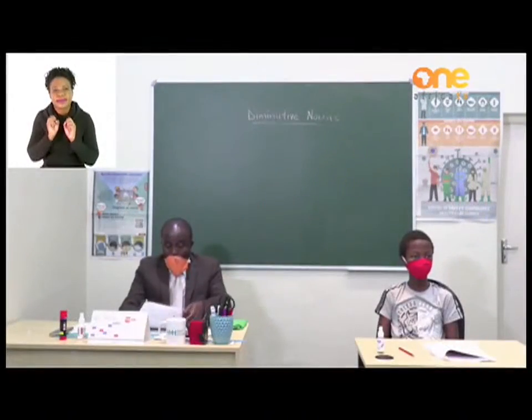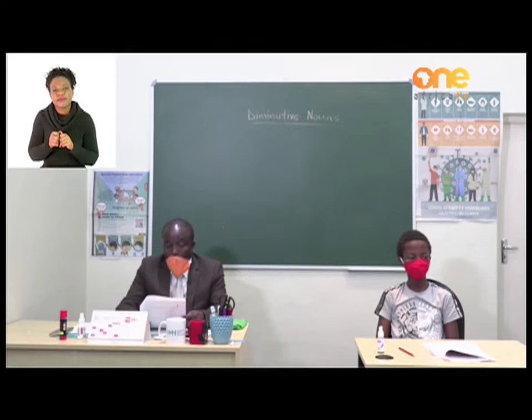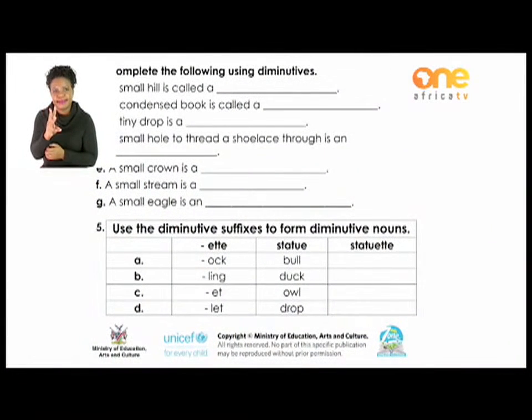Right, welcome back, boys and girls. Let's go to page 6 of our booklet. Activity 4 says, complete the following using diminutives. A small hill is called a hillock. A condensed book is called a booklet. Now, C to G, you can complete that on your own.